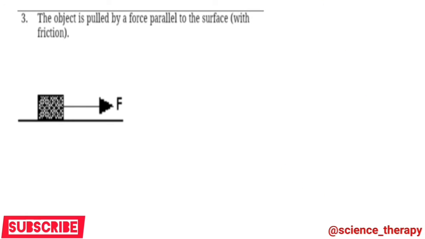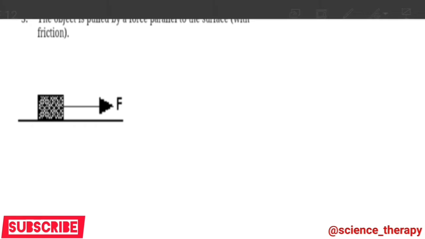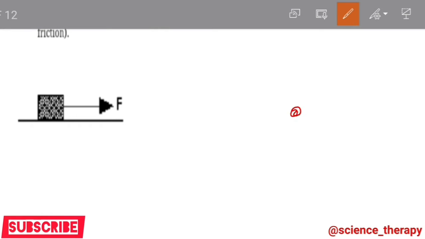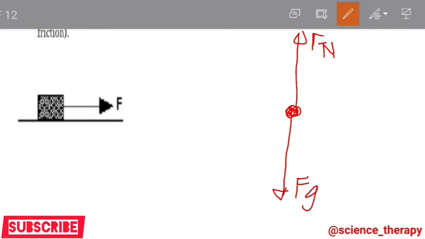Now number 3, it says the object is pulled again by force parallel to the surface, but this time we have friction. With the friction, so what are we supposed to have here? Again, we know that we have gravitational force, which is always acting downward and upward there. Balancing that gravitational force is the normal force, which is exerted by the surface on an object. And then we have the applied force acting to the right, the object is being pulled.